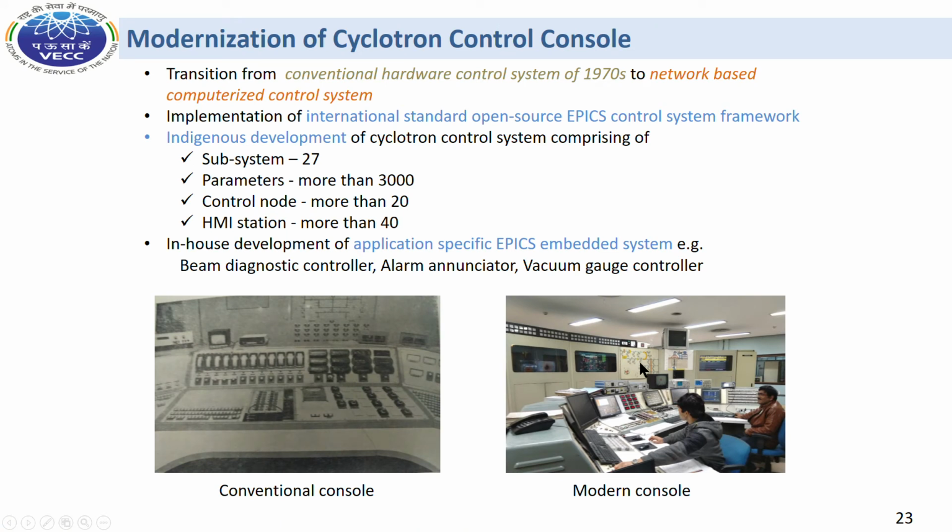Here we see our modernized control console. We can see the mimic display, LED panels, and control switches. Some of the LED panel meters are partially replaced by computer monitors, and there is a fine-tuning knob for the power supply. We call it the soft knob.